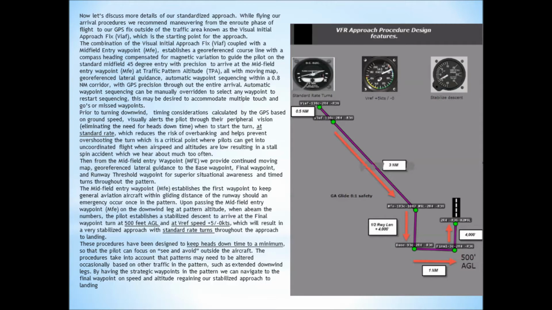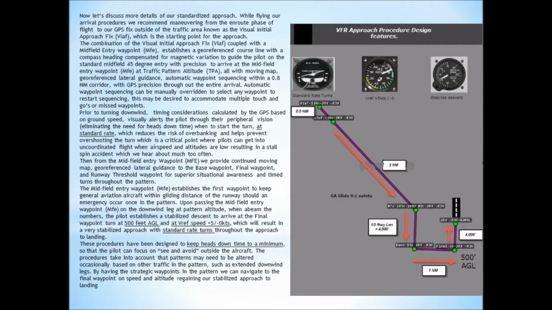Georeferenced lateral guidance, automatic waypoint sequencing with a 0.8 nautical mile corridor with GPS precision throughout the entire arrival. Automatic waypoint sequencing can be manually overridden to select any waypoint to restart sequencing. This may be desired to accommodate multiple touch and goes or missed waypoints.